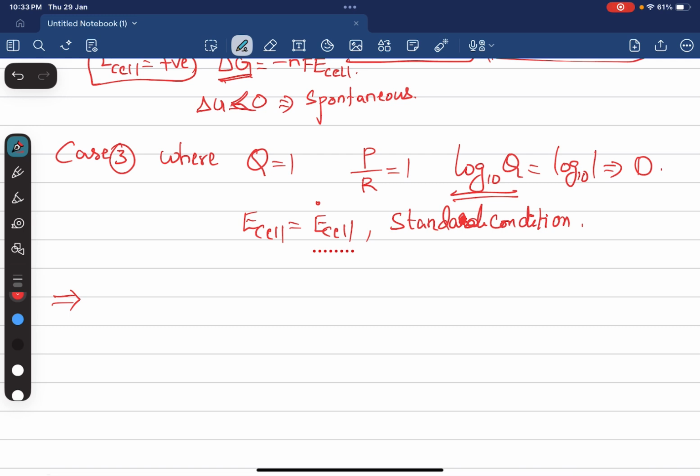Next we are going to write the Nernst equation for a single electrode, and later we can write it for multiple electrodes. Nernst equation for single electrode.